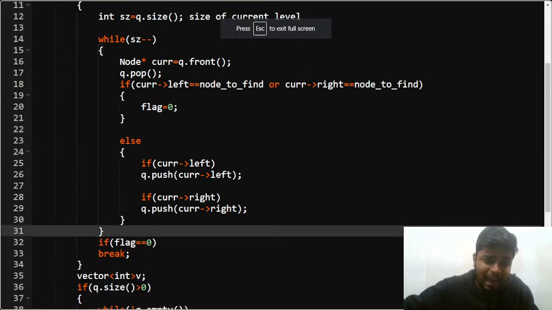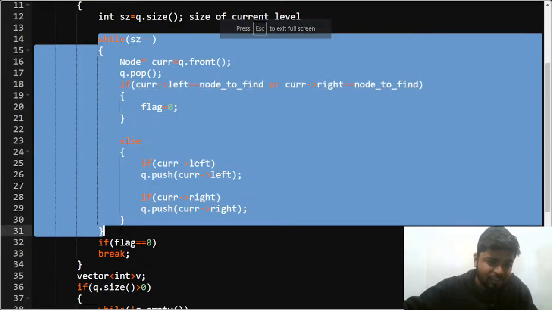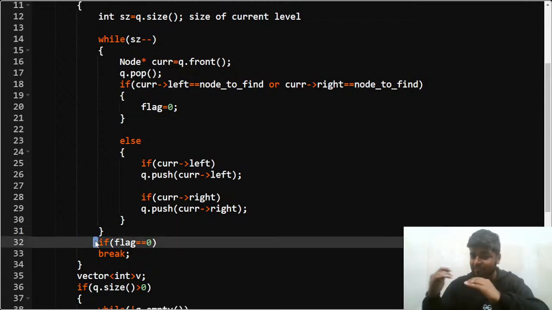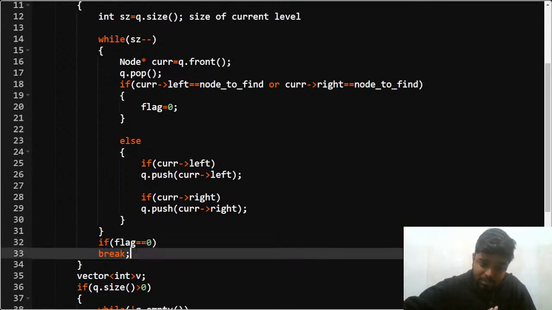What would happen after this particular level is over? After the traversal for the current level, that is for the nodes 2 and 3, is over, 6 and 7 are stored in my queue. So I'll say that I've seen the level for which I wanted to find the cousins. If my flag is 0, that means that I've reached that particular level at which I wanted to find my cousins, so I'll simply break from this loop.